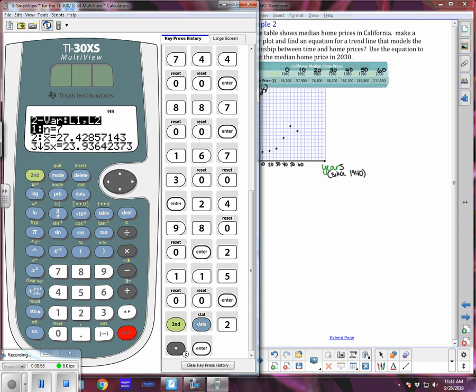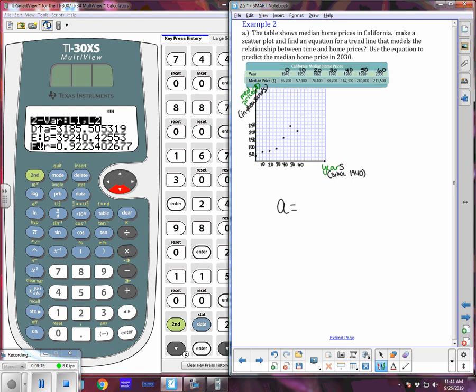A whole bunch of information will show up on this screen, all of which is very important for a stats class, but not so much for a line of best fit. So I'm going to keep arrowing down until I see this screen. So take a second and see if you can find this screen. It gives me 3 important values. At this point, little a is important for us. That's 3185.51, round to 2 decimal places. Little b is 39,240.43. And r, which we'll discuss later, is 0.92.